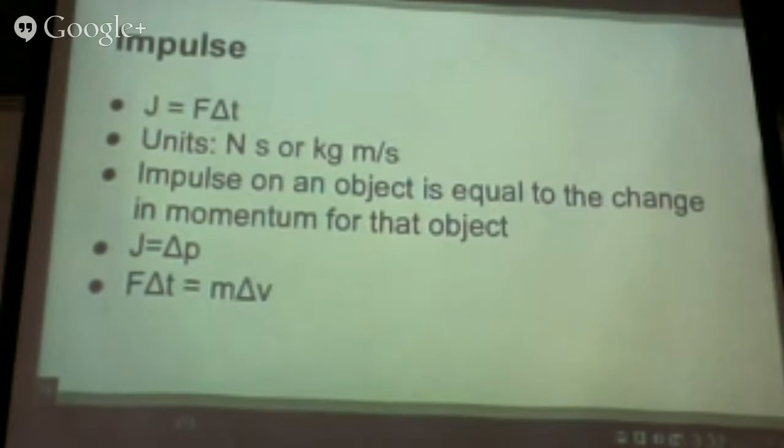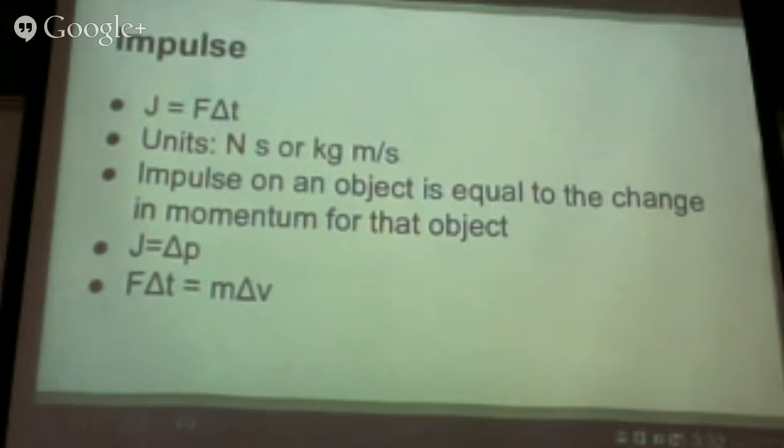We have kind of a parallel between energy and momentum. Energy is conserved, and the only time it changes is when we do work on our system. Momentum is conserved as well, and the only time it changes is when we do an impulse. We deliver an impulse to our system.